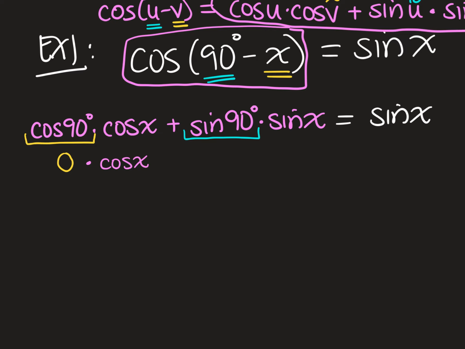So what is the sine of 90? 1. So that entire expression gets replaced with just 1. And then I have 1 times the sine of x.